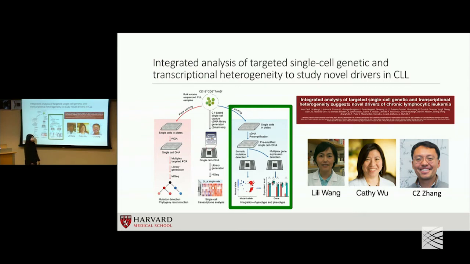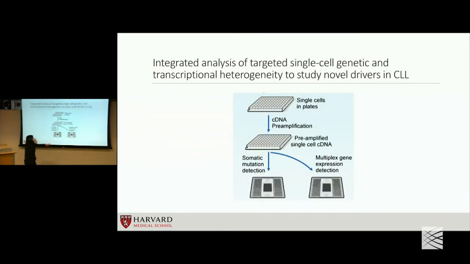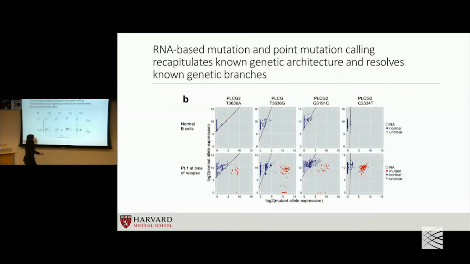So therefore, we decided to take a targeted multiplexed RT-qPCR approach, where we essentially sort the single cells into plates, perform cDNA preamplification, and then divide that preamplified library into 2 different assays that were able to detect 96 different targeted gene expression or 48 different somatic mutations. And the way we do that is by designing primers for both the mutant and the normal allele. So we can detect expression of the mutant allele and also, on the y-axis, expression of the normal allele. So for example, for a particular mutation, we would design primers for both alleles.